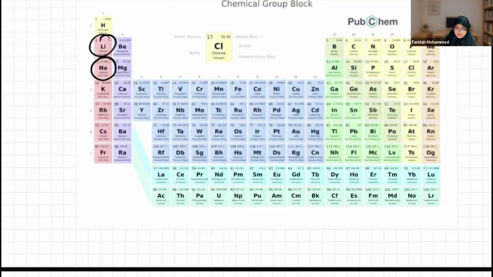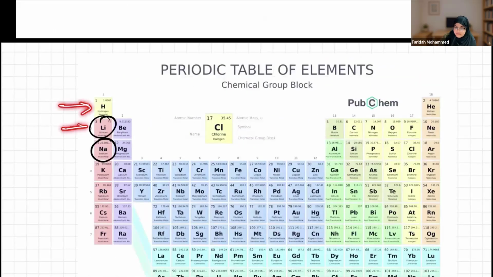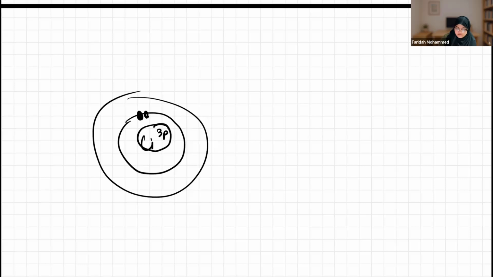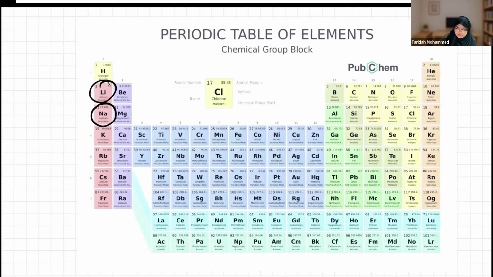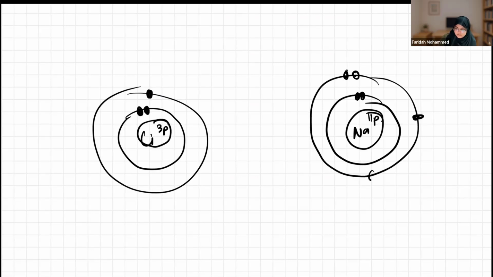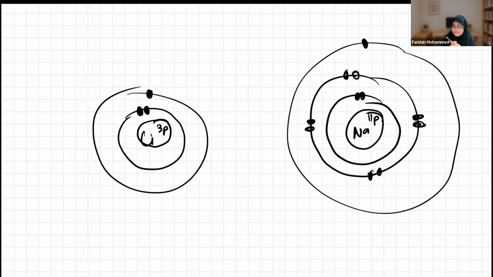And then look at which period it is. Second period. That means it's going to have 2 shells. So let's say the first shell has 2 electrons, the second has 1. Sodium, 11 protons, 11 electrons. It's on the third period. It has 3 shells. 2, 8, and 1.